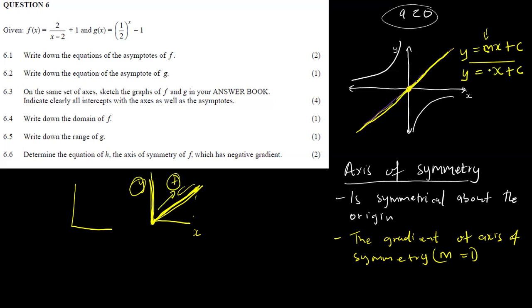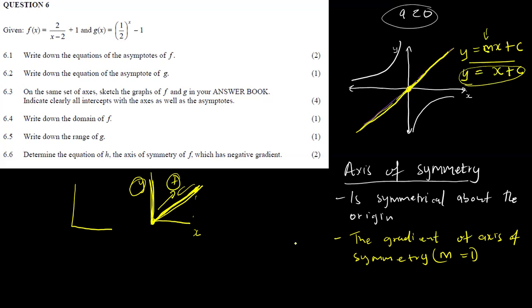Now I know that my gradient is equal to 1 over there. You understand? So this axis of symmetry is given by this equation over here. It is also a linear function, right? The magnitude will always be 1. It's either positive 1 or negative 1. Here we can see we have positive 1.